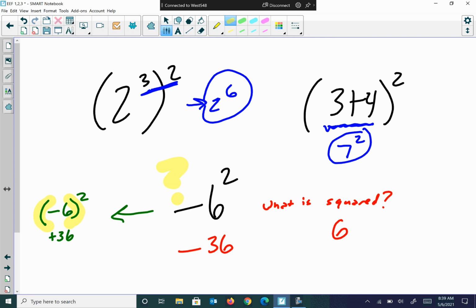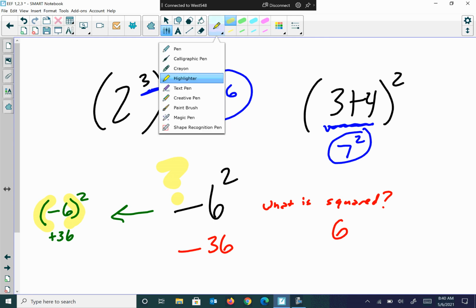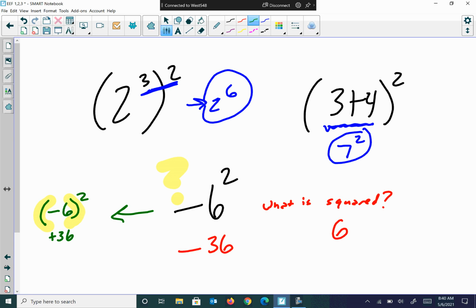But if I grouped negative 6 in parentheses or square brackets, I don't know what the difference between square brackets and parentheses are other than they're not curved versus curved. So that's what we got. All right. Do we feel comfortable so far with what we're doing? Let's get back to the pen.